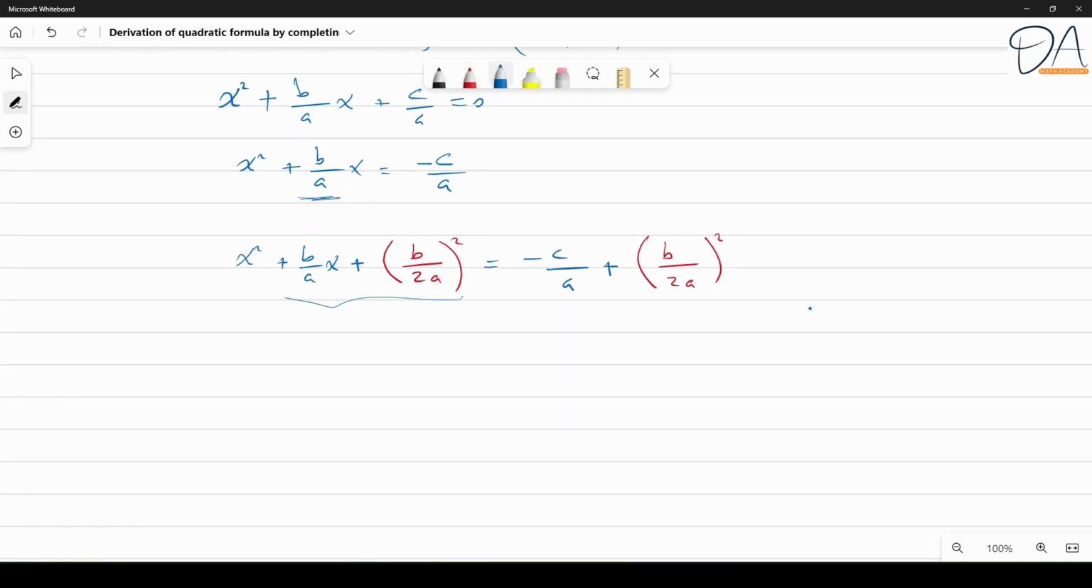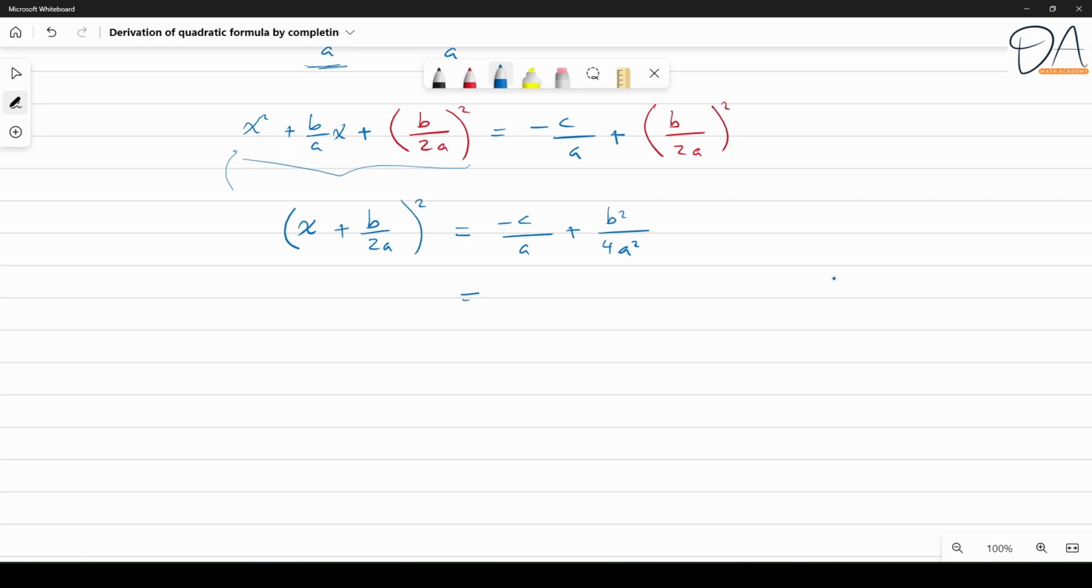Now this term here is actually a perfect square and can be written as x plus b over 2a squared. If you expand this, again, you should get back this one. And in the other side, you will get minus c over a plus, if you square this quantity, you will get b squared over 4a squared.